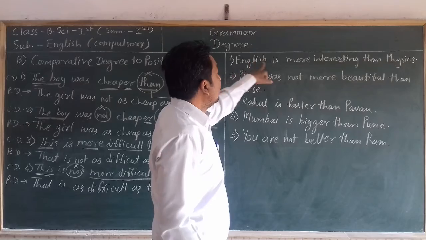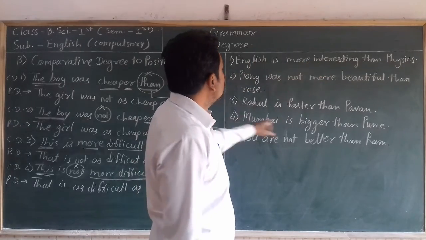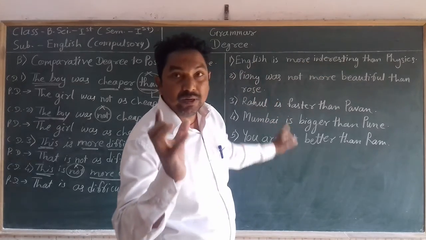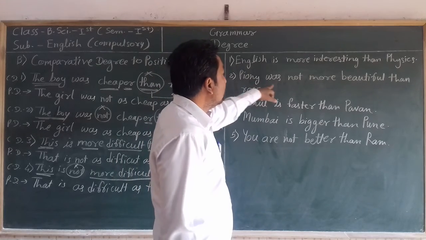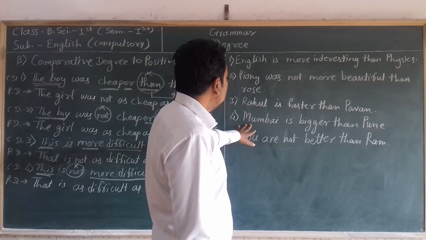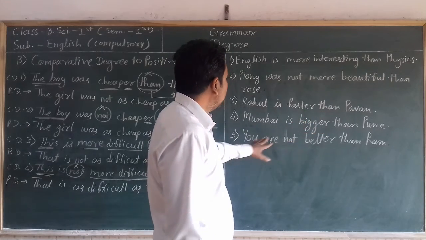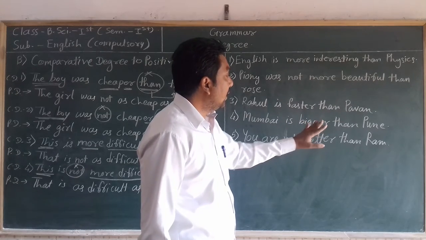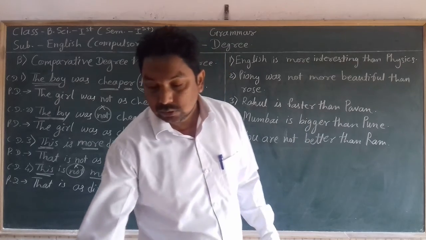First sentence: English is more interesting than physics. Second: peony, it is a flower. Peony was not more beautiful than rose. Third: Rahul is faster than Pawan. Fourth: Mumbai is bigger than Pune. Fifth: You are not better than Ram.